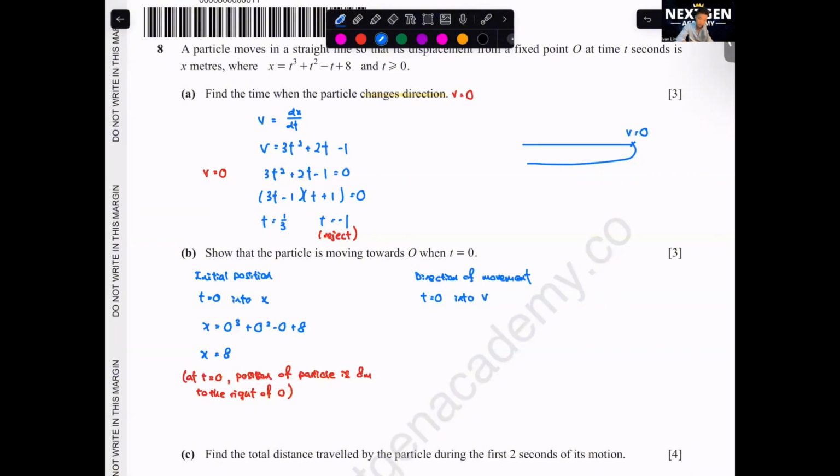We already calculated V in the first question. V is equals to 3 times 0 square plus 2 times 0 minus 1. Your value here, V is equals to minus 1 meter per second. The question says meter per second. What is minus 1 over here? Describe in your words. I want you all to try to explain this. How is the particle moving? V equals to negative 1.